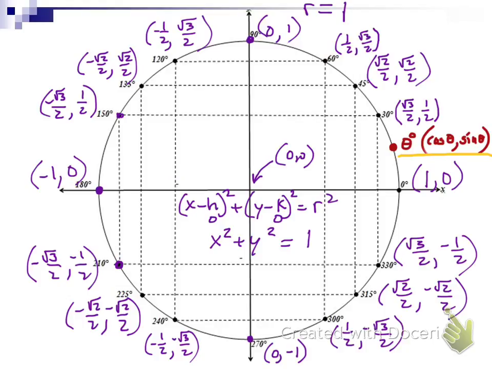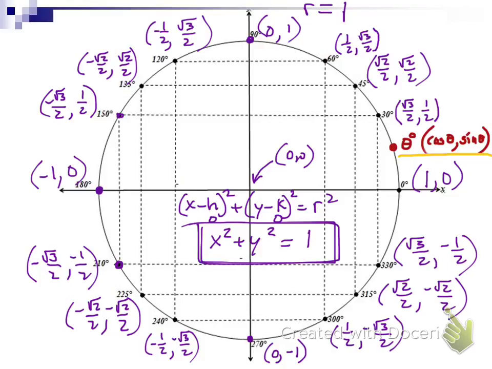So the rectangular coordinate equation of this circle is x squared plus y squared equals 1. Go ahead and write this, x squared plus y squared equals 1, up on the top left-hand side of your graph. That's the equation of the unit circle.